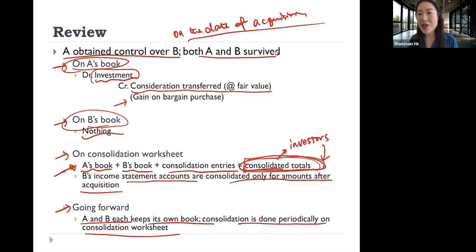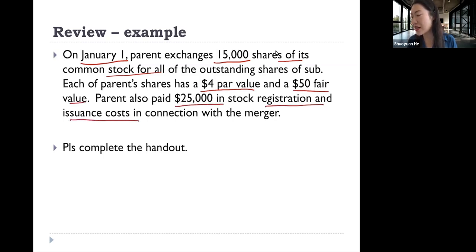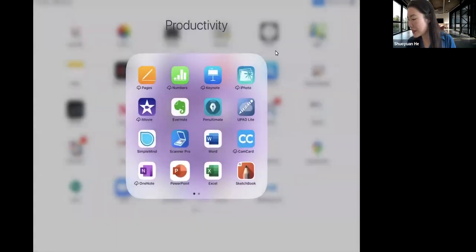So this is just a repeat of what we talked about last class. And let's do a review example just to test whether you still remember what we learned from last class. On January 1st, parent exchanged 15,000 shares of its common stock for all of the outstanding shares of the subsidiary. Each of the parent's shares has $4 par value, $50 fair value. Parent also paid $25,000 in stock registration and issuance costs in connection with the merger. And then please complete the handout.